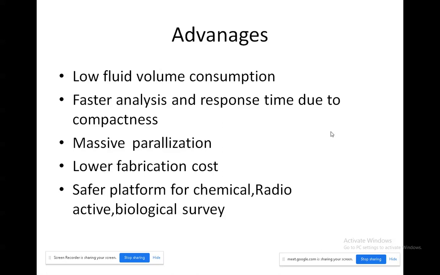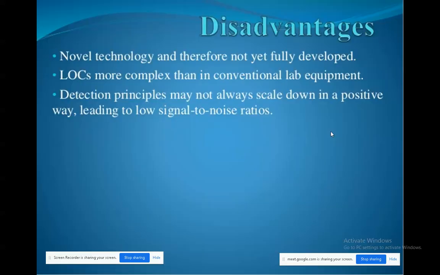Can be measured using the lab on chip device. Okay, that's the safe platform. And the disadvantage is that it is a novel technology and therefore not yet fully developed. So this is a novel technology, and we haven't entered into practice with it yet.